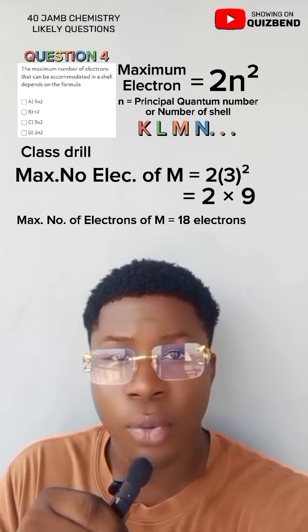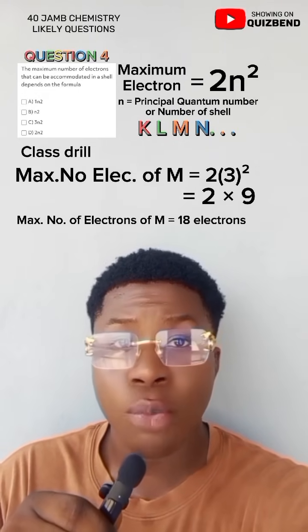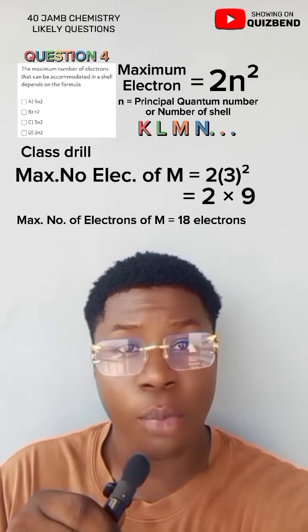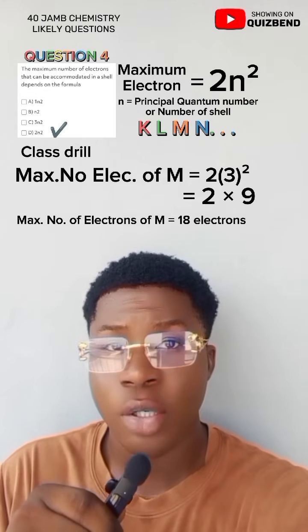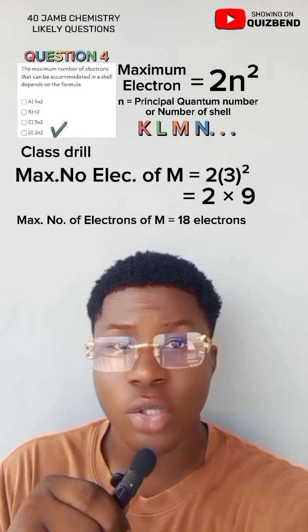Hope this is helpful. Therefore, the correct formula to calculate the maximum number of electrons a shell can accommodate is 2n², which is option D. So option D is the correct answer to this question.